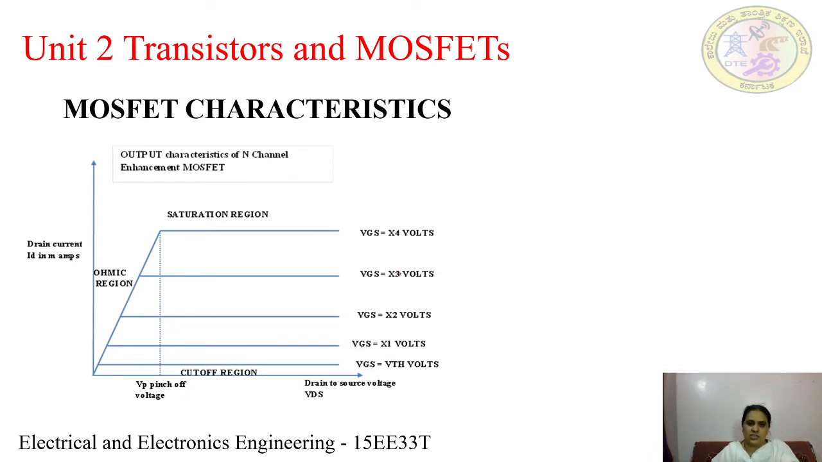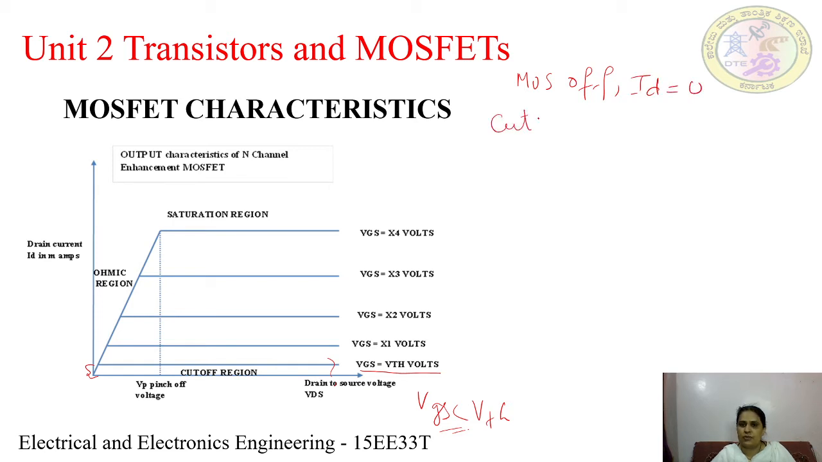So whatever we just discussed now, see here, if the value of VGS is equal to VTH or below this, the drain current will be approximately 0. So here the current is very negligible. So below the value of VTH, that means if my VGS is less than VTH, that time the MOS is off. The MOS is off. It means that the drain current is 0. So this region of operation is the cutoff region.